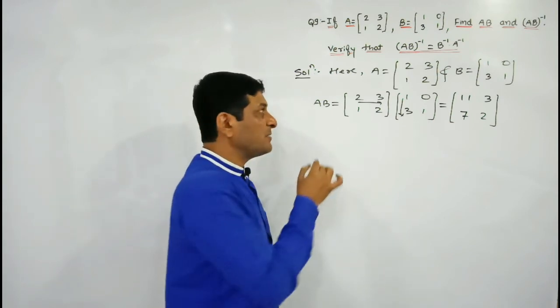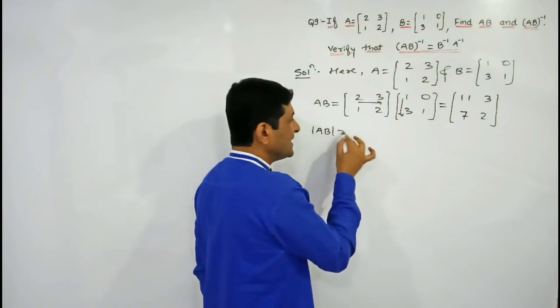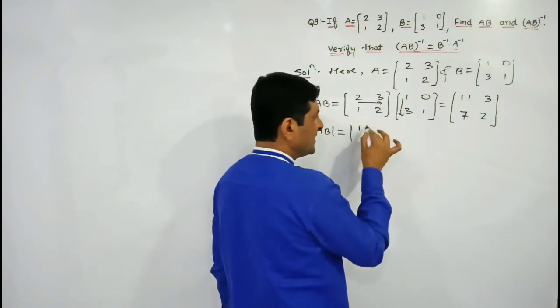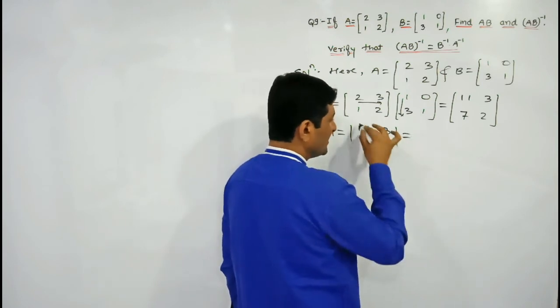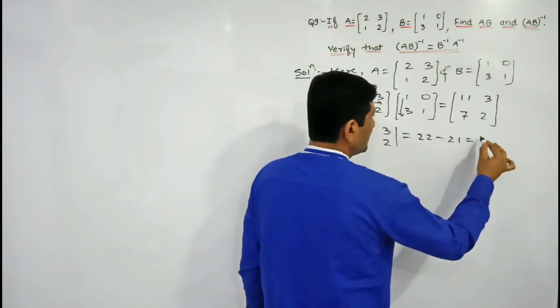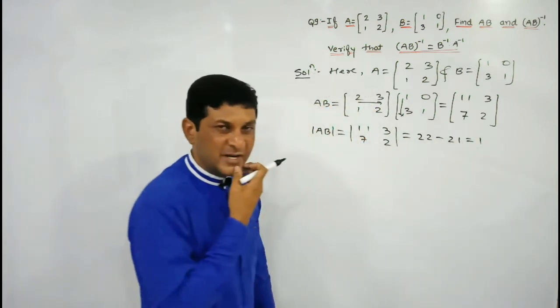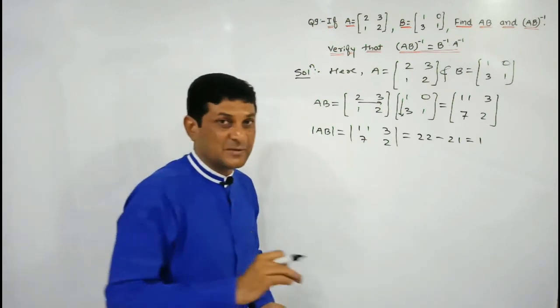To apply the adjoint method, first we have to find the determinant of AB. So write down all the elements of this matrix in a determinant: 11, 3, 7, 2. So what we'll get here? 22 minus this product, 21, so it will be equal to 1. Once the value of the determinant is known to us, we can observe that this determinant is not equal to 0, which means its inverse exists.